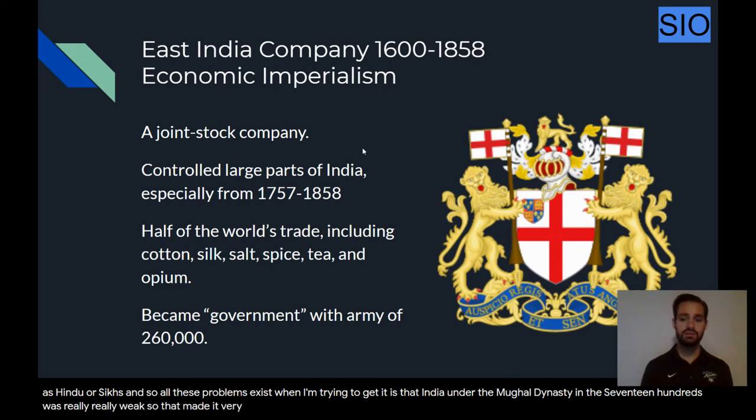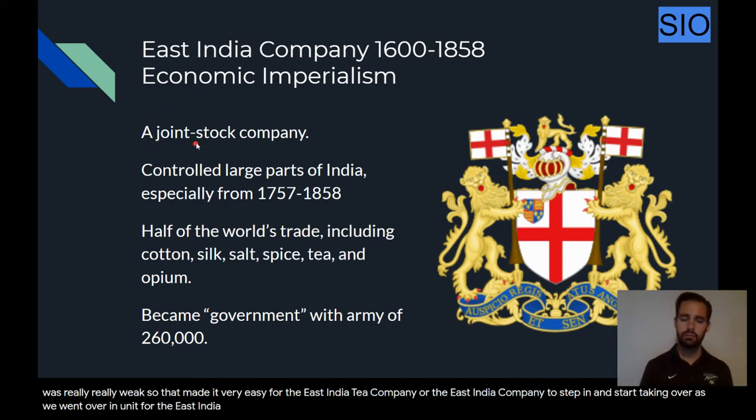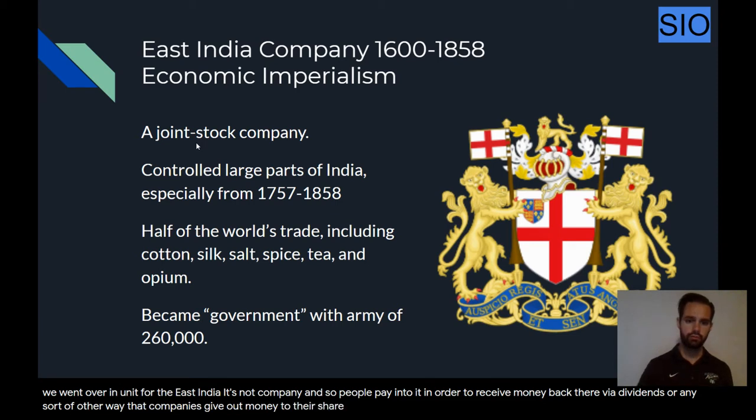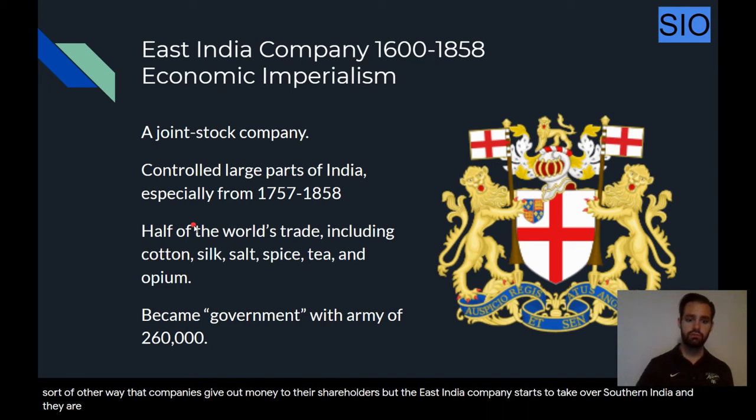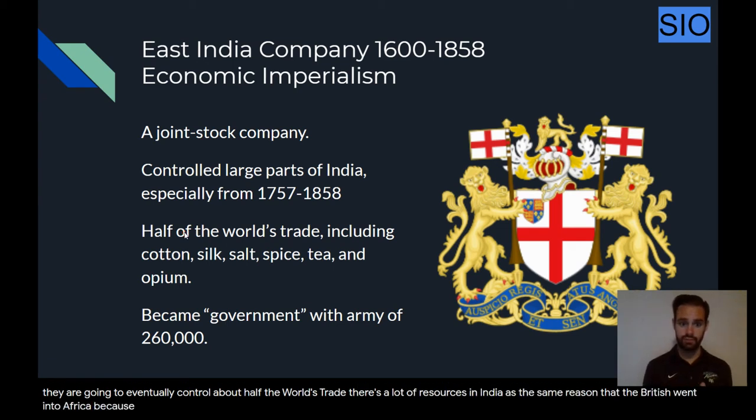So that made it very easy for the East India Company to step in and start taking over. As we went over in Unit 4, the East India Company is a joint stock company, and so people pay into it in order to receive money back, either via dividends or any other way that companies give out money to their shareholders. But the East India Company starts to take over southern India, and they are going to eventually control about half the world's trade. There's a lot of resources in India. It's the same reason that the British went into Africa: there are resources there. There's cotton, silk, salt, spice, tea, and opium, as we'll talk about a little bit later.